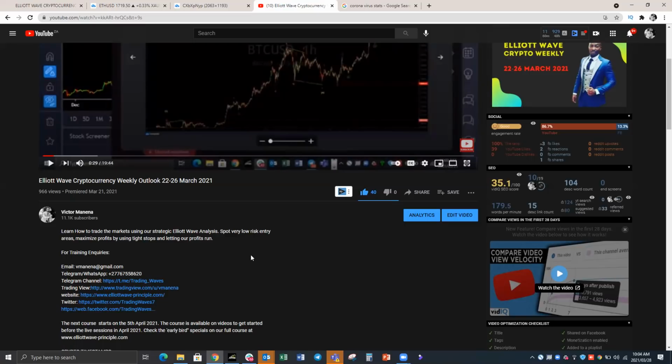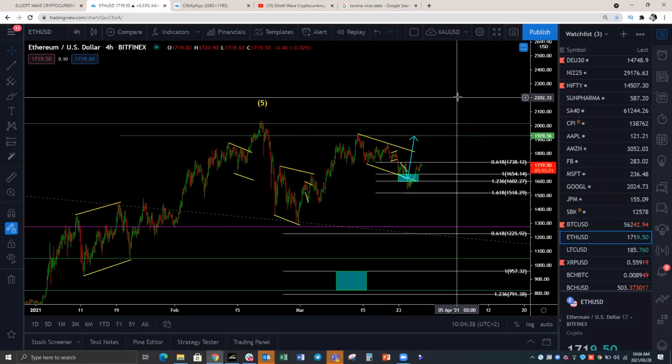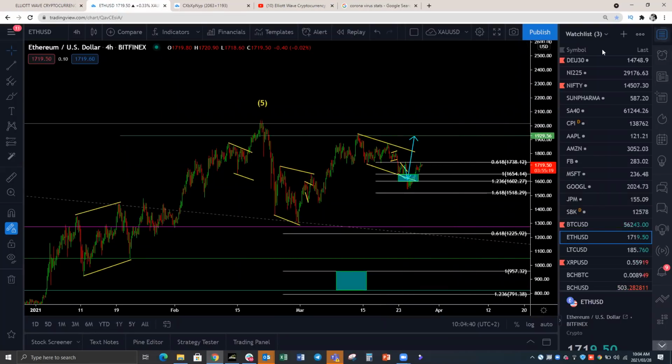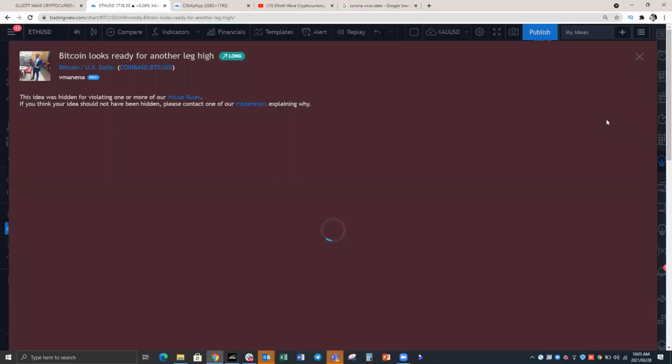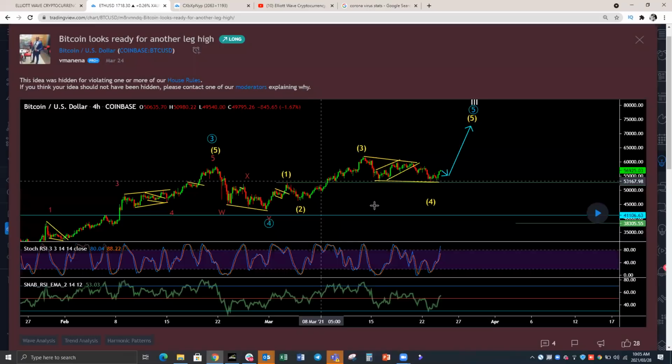Right, so let's get started and let's have a look at the Bitcoin chart. I sent out an idea on TradingView. Unfortunately, the idea was blocked because it violated TradingView rules. That was my mistake there. I posted the idea, but then I put up my YouTube link on the idea, which is not allowed by TradingView, understandably so. So that's fine. So here's the idea that I did on TradingView. As you can see, it has been blocked.